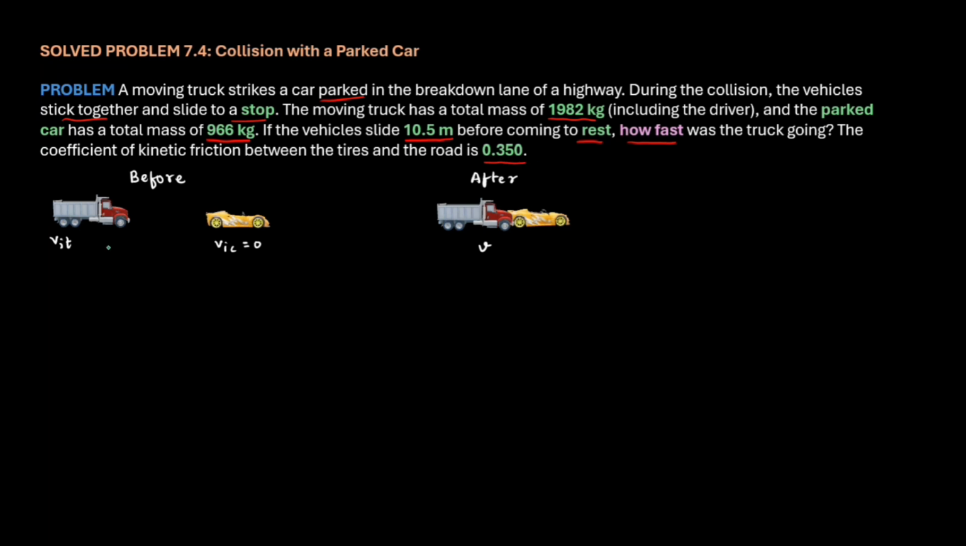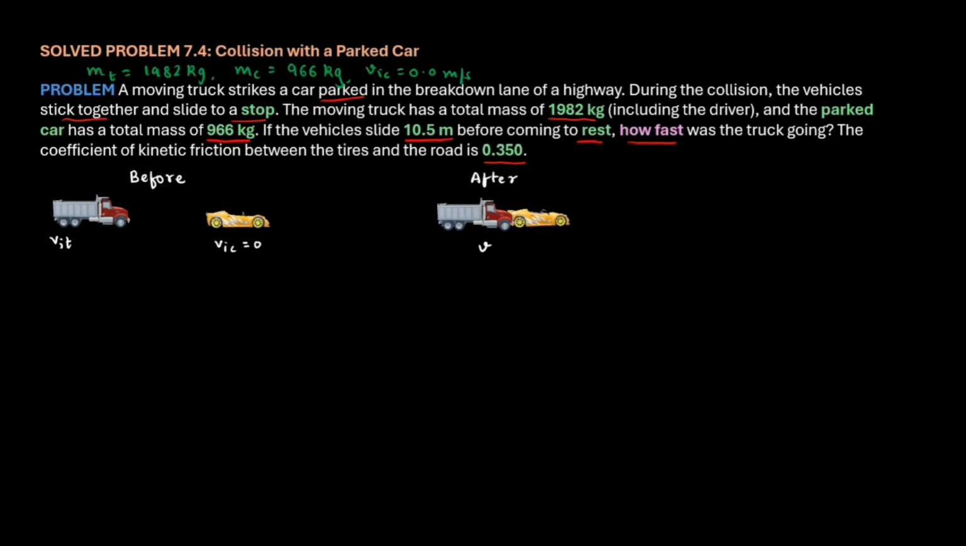So here we have a truck that is moving with an initial speed and it collides with a car which is parked. Mass of the truck, which we write as mt, is 1982 kg, whereas mass of the car is 966 kg, and the initial speed of the car is 0 as it is parked. After collision, they stick to each other and move with a common speed v. We need to find what is the initial speed with which the truck was moving.